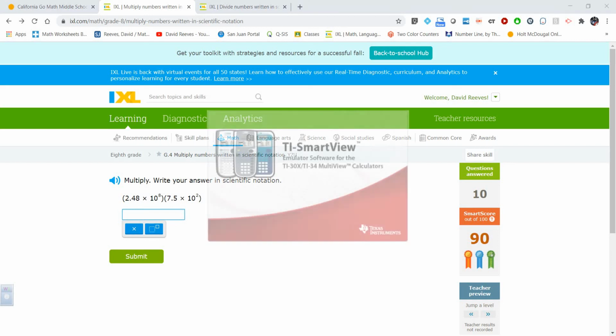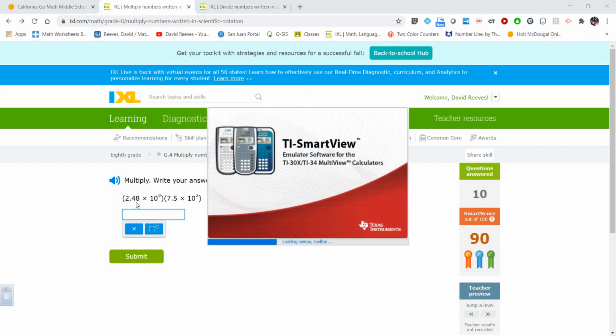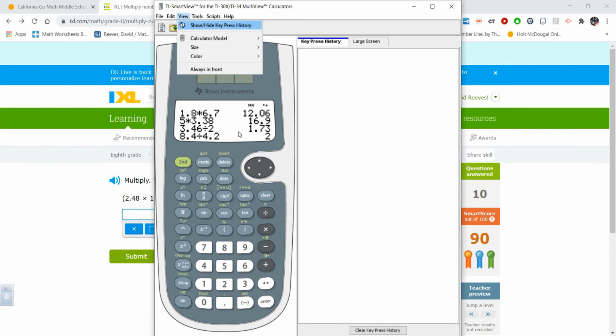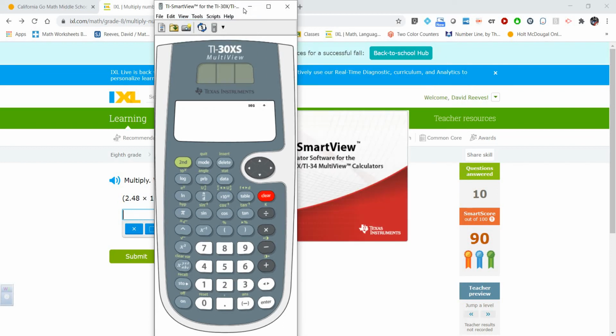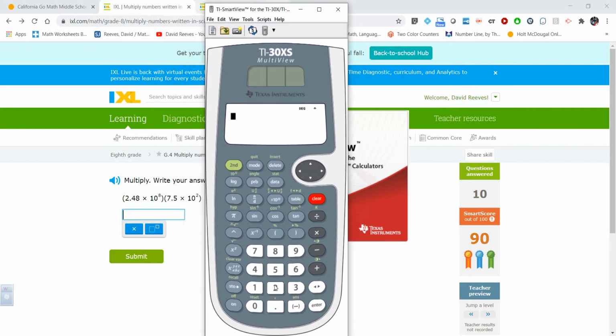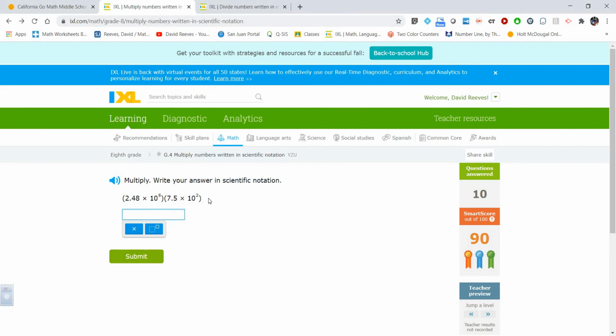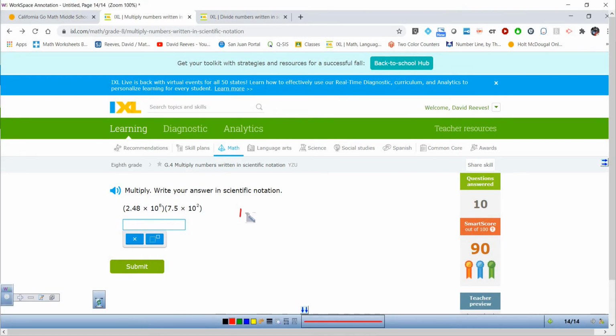Okay, and at this point, all right, 2.48 times 7.5, I'm going to tell you, go ahead and break out that calculator. It's okay. We're going to go ahead and do that, and we're going to do this problem. We're going to do 2.48 times 7.5, and when I do that, I get 18.6, okay? So the answer that I have here is 18.6 times 10 to the 10th power, right?